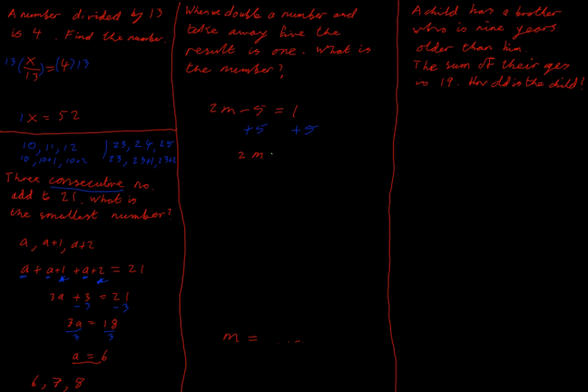So I end up with 2m is equal to 1 plus 5, which is 6, and then I know that twice m is going to be 6. So if I divide my left hand side by 2, I have 2 divided by 2 will leave me with 1m, which is what I want on the left hand side, but to keep the balance I must do the same thing on the right. So I have m is equal to 3.